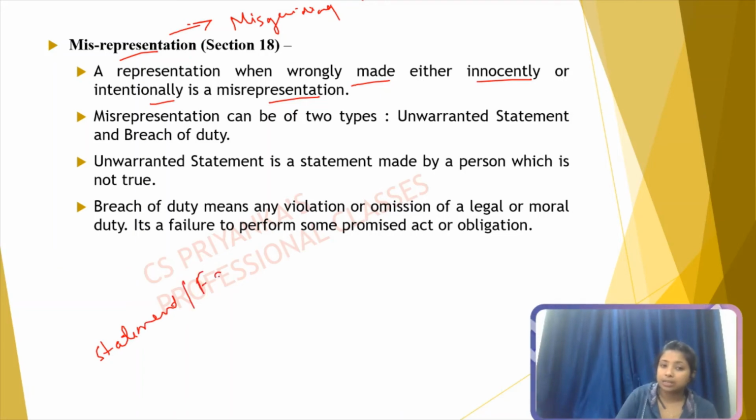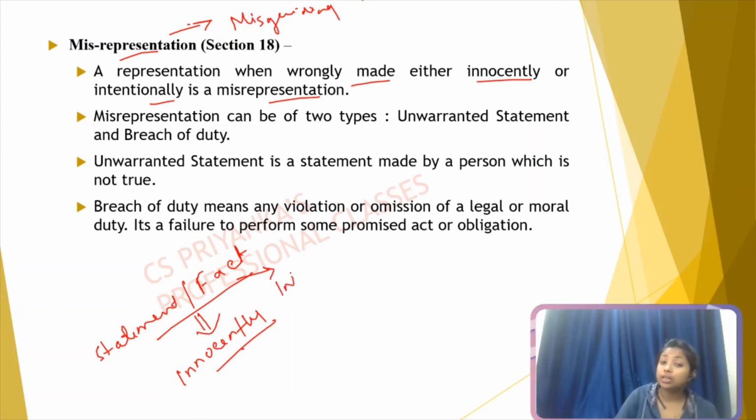There can be two ways. First, without knowing the actual fact, you are telling a wrong statement. We can say you are telling this wrong statement or fact innocently. This is also known as misrepresentation. On the other hand, intentionally to misguide someone, you are telling some wrong fact. That is also called misrepresentation, as well as known as fraud. So misrepresentation can be of two types.